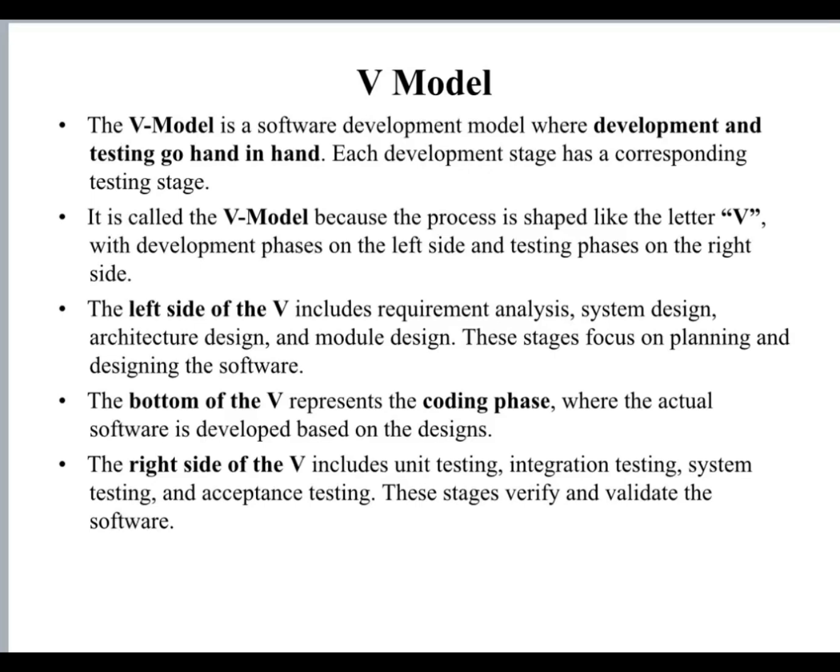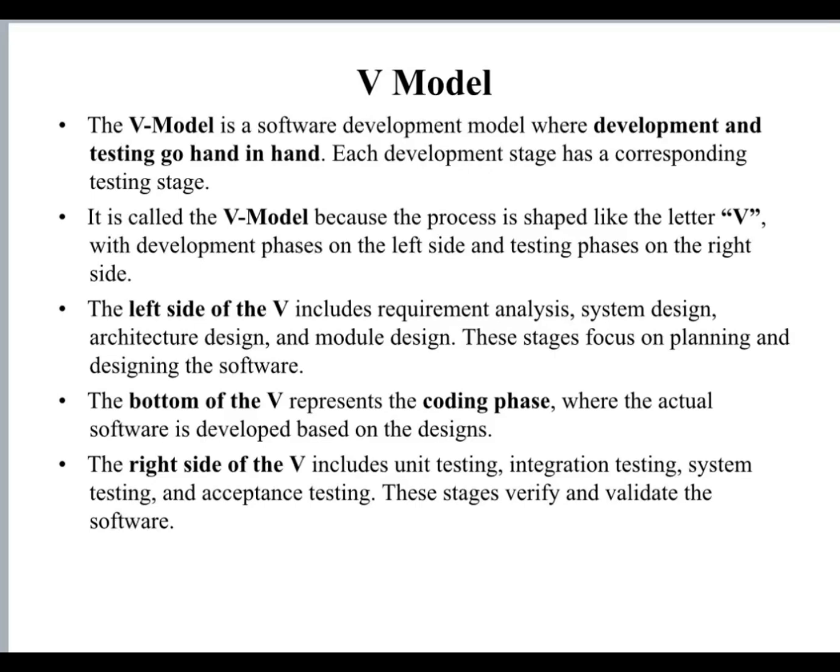In this section we have to see the next model. It is the V model. The V model is a structured approach to software development that focuses equally on development and testing. In this model, testing is not treated as a separate or final activity. Instead, it is closely connected to every stage of the development. This helps ensure that the software meets quality standards from the very beginning.